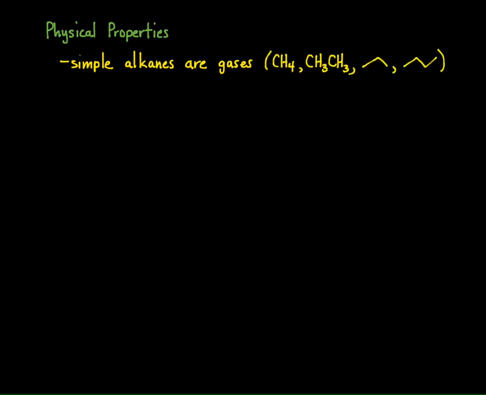In this video, we're going to discuss the physical properties of alkanes, namely their boiling point and melting point trends. And you see that I've already mentioned simple alkanes are gases. So we're talking about methane, ethane, propane, butane. All of these are gases at room temperature. And these gases make up what we call natural gas. Now, it happens that they are odorless.